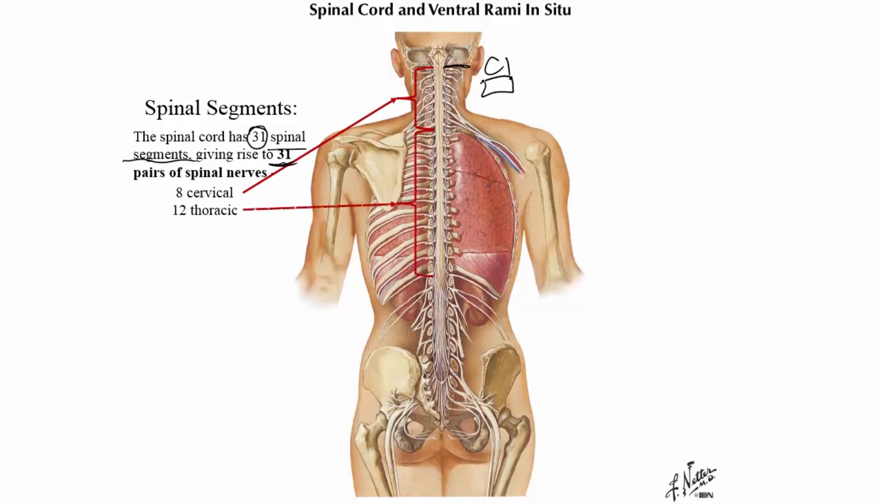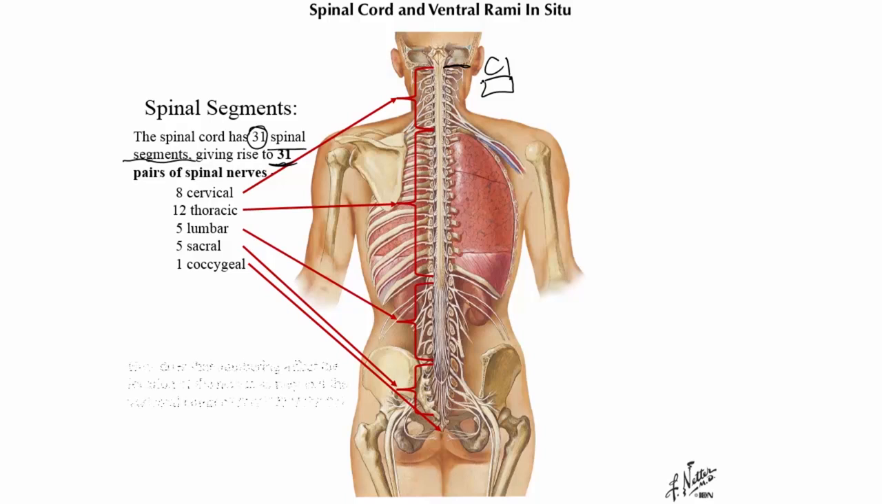12 thoracic spinal nerves, same number of vertebrae, so we're okay with that. 5 lumbar, again, matches up with the vertebral elements. 5 sacral, also matches. And then 1 coccygeal, a single coccygeal spinal segment, giving rise to those coccygeal nerves. So the numbering, again, affects the nerves as they exit the vertebral column, so we have to try to figure that out.